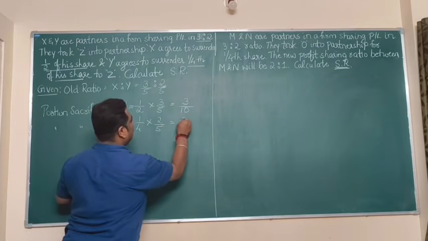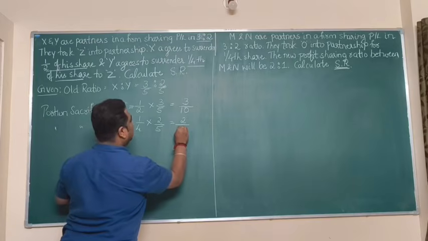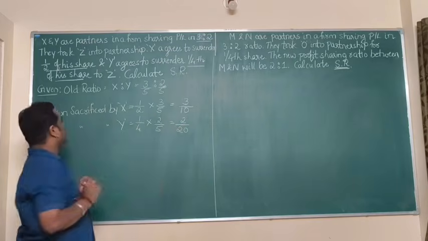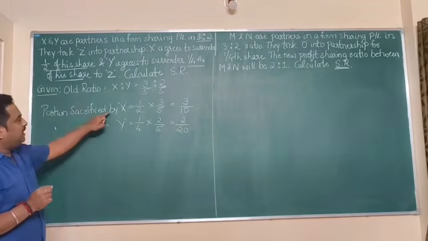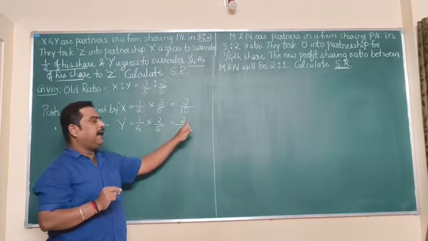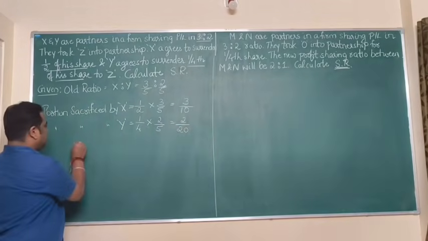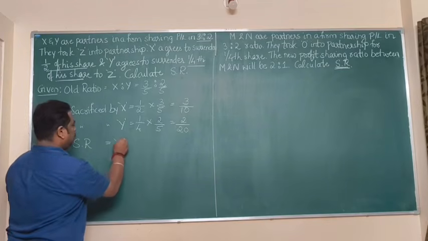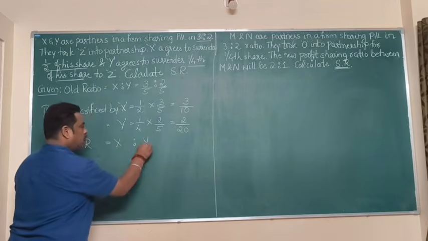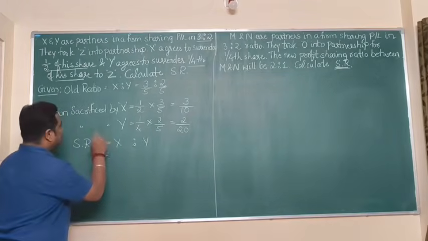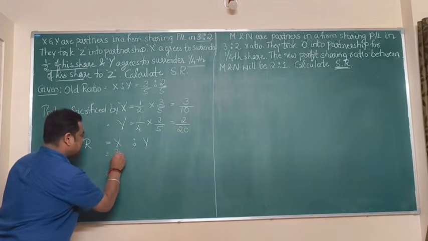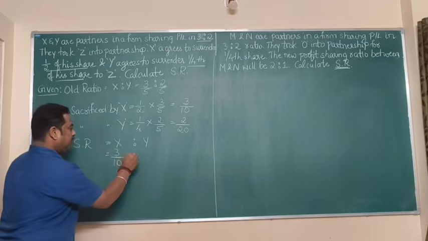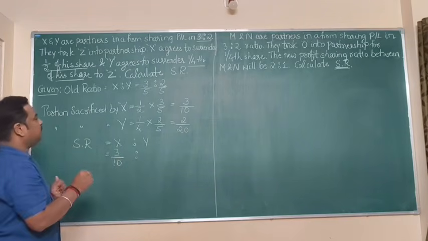So 1 2s are 2, 4 5s are 20. So what is the portion sacrificed by X and Y? 3/10 and 2/20. So final presentation, let's see how it looks like. Sacrifice ratio is equal to X is to Y. How much is the portion sacrificed by X? 3/10.